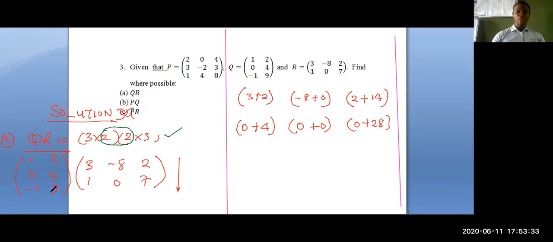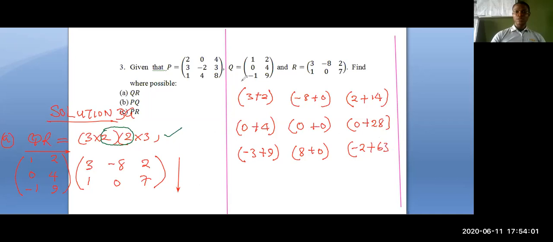I will now pick the last row on each column. Minus 1 will times 3 to give us minus 3, and 9 times 1 to give us 9, so we have to say plus 9. Minus 1 will times minus 8 to give us 8, minus times minus is plus. 9 times 0 to give us 0, so plus 0. And minus 1 will times 2 again to give us minus 2. And of course, 9 times 7 to give us 63.